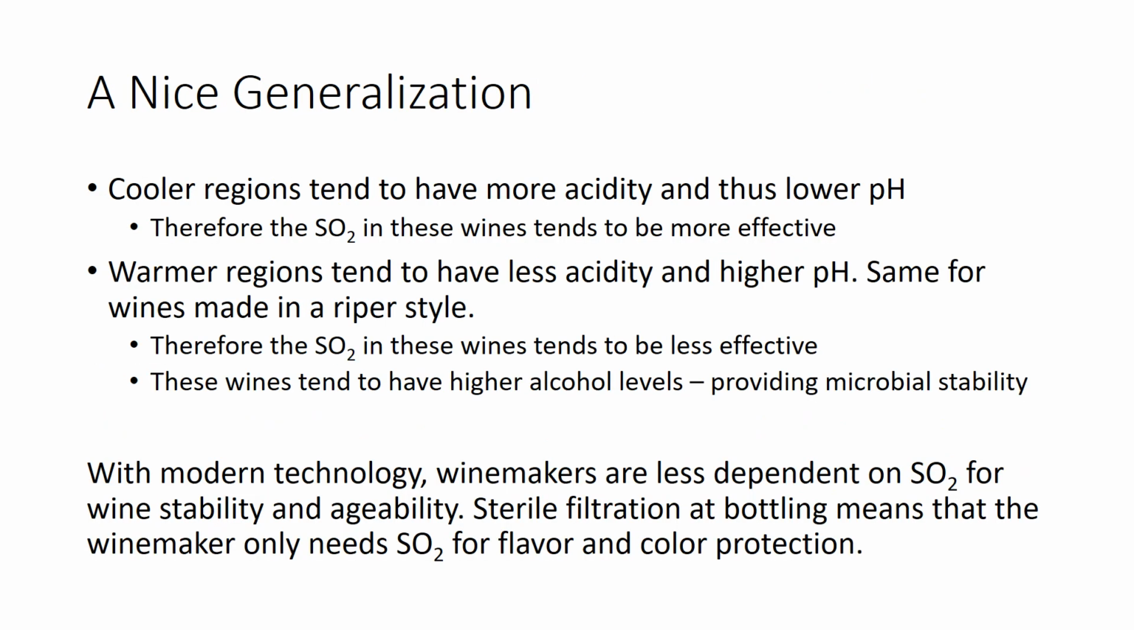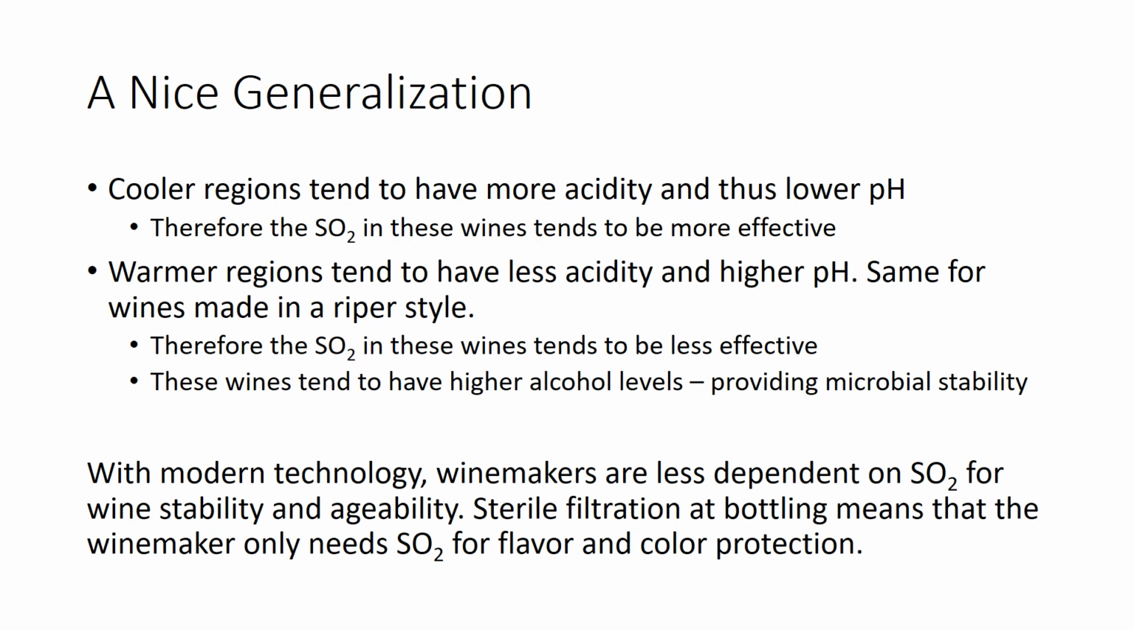A nice generalization that we can make about pH and sulfur dioxide and climate: cooler regions tend to have more acidity and thus they have a lower pH. So an example there, like that German Riesling, it had a pH below 3 and really active molecular SO2. So the SO2 was much more effective and much more ready to do work in our wine in an antimicrobial and antioxidant way. And on the opposite end, warmer regions tend to have less acidity and higher pH.